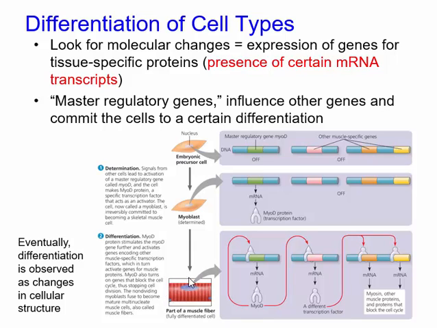Now, morphologically, this looks like a muscle cell now, but it was already determined back here that that's what this was going to become. And so these master regulatory genes are really important because they switch on a whole bunch of other genes and that set the cell along its course in differentiation.